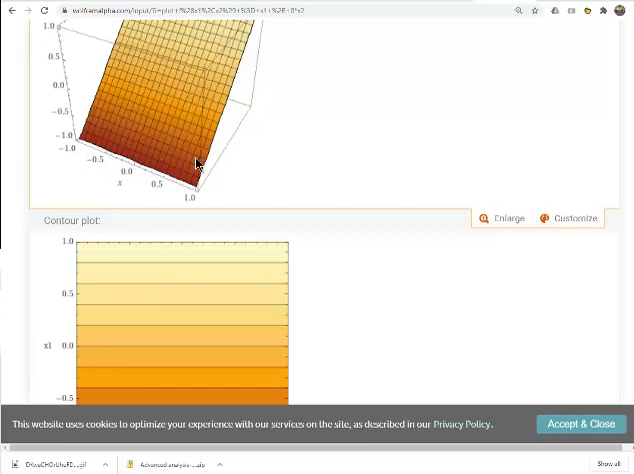Notice that as I move along the x2 axis, it's flat. If I move along the x1 axis, it's not flat. It's a ramp. If I want to go up the ramp, I have to go in the x1 direction.